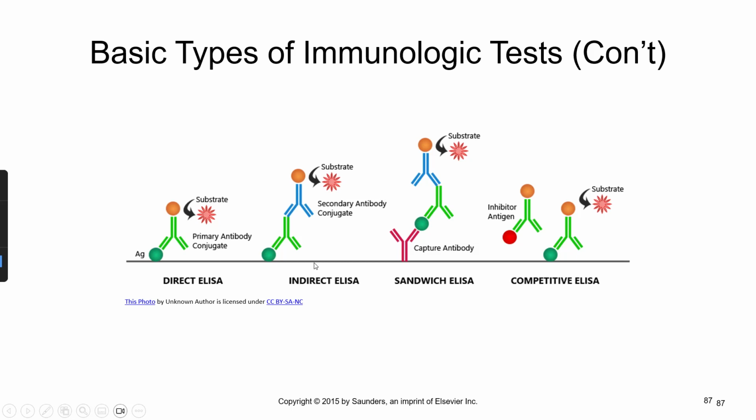Here in indirect ELISA, we have an antigen down at the bottom. Then we use a primary antibody, a secondary antibody, and that secondary antibody is linked to a substrate. In this instance, we have a capture antibody. So this is a known antibody that will then capture any antigen that's found in the patient sample. And then it'll bind to the primary antibody, secondary antibody, and create a substrate.